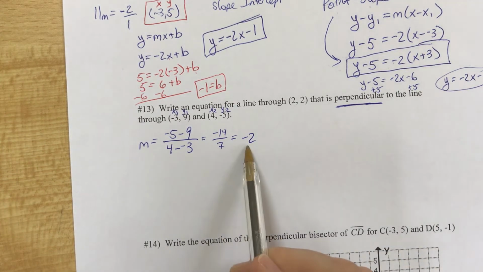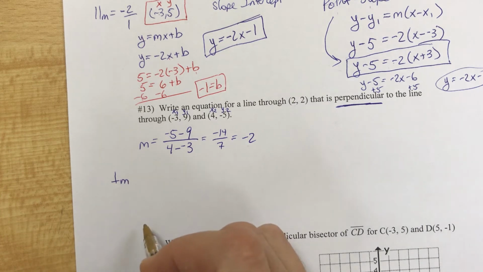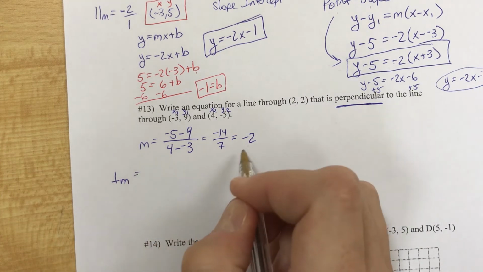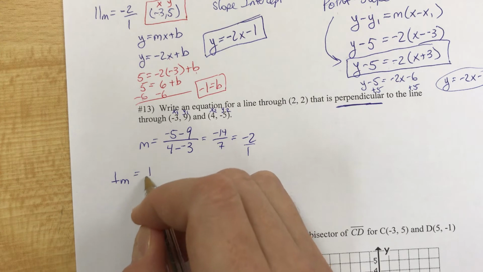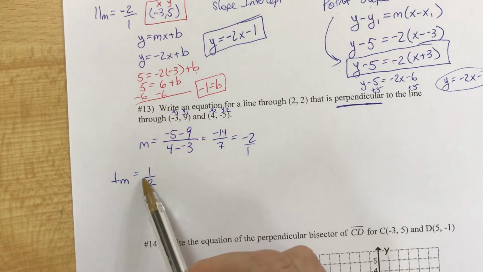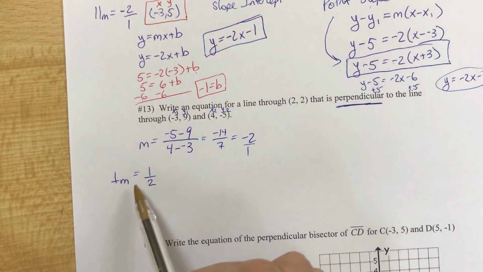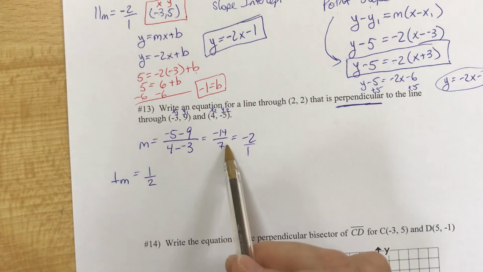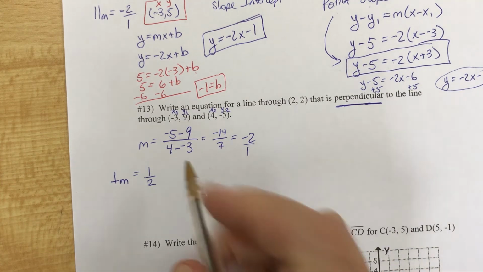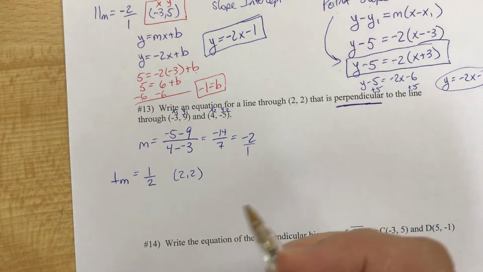Now that's the slope of the original line. We want a perpendicular line. So if I flip this, it will become positive 1/2. The opposite of a negative becomes a positive. The reciprocal is 1/2. So we want the line that's perpendicular to this one, and then it goes through (2, 2). So (2, 2) is the point we're going to go through.